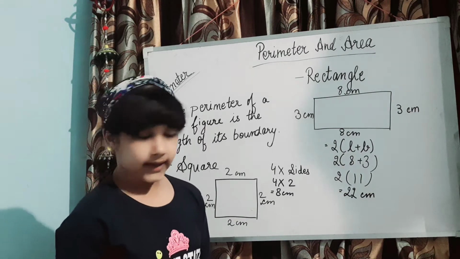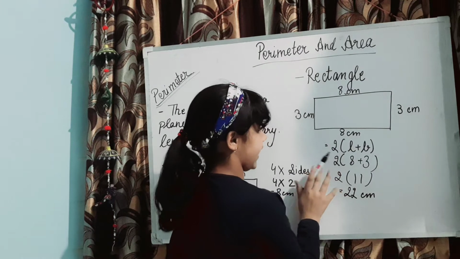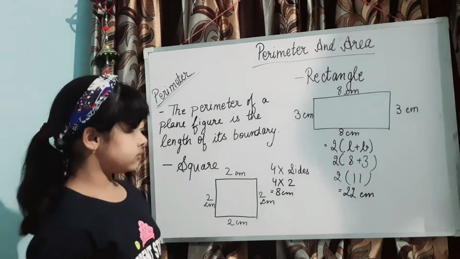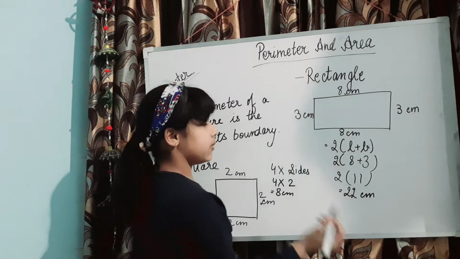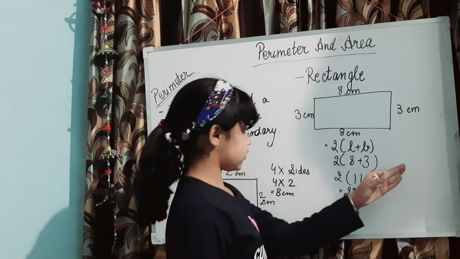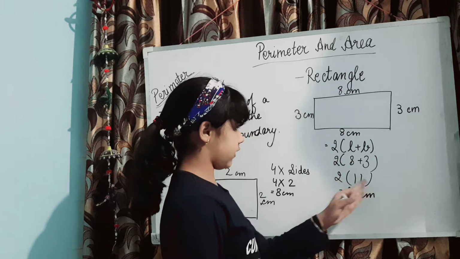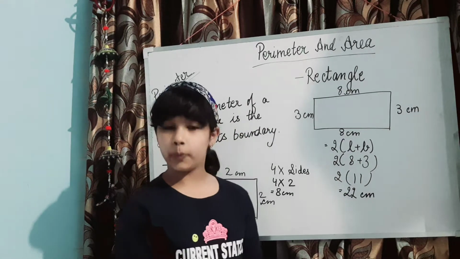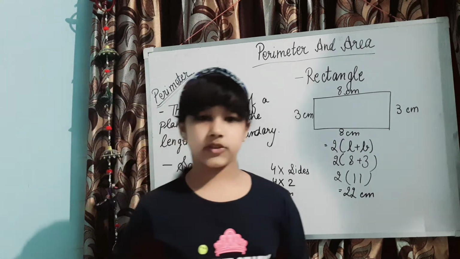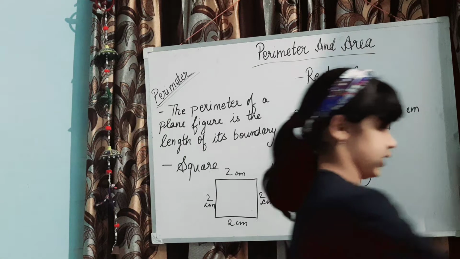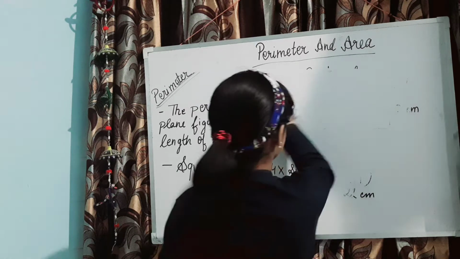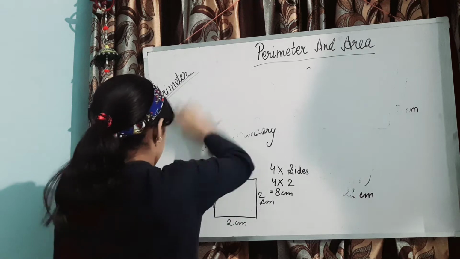So let me explain it once again. First we will write its formula. And one more thing, in this chapter we have to learn these formulas only, okay? So the formula of rectangle is 2 into length plus breadth. So 2 and here 8 plus 3, then 2 and here 11, and then we multiply, we will get 22. So I hope you understood this rectangle also. Then we have other shapes. So let us see other shapes also.